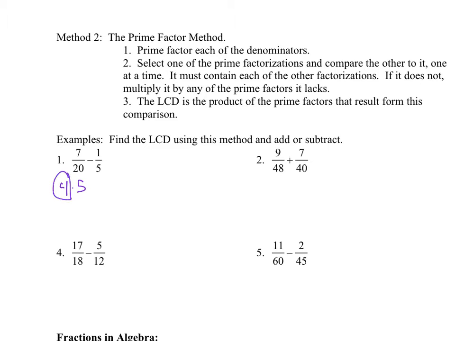So, this is going to need to be multiplied by 4 in order for this to be a 20. So I have 7 minus 4 over 20, 3 over 20.